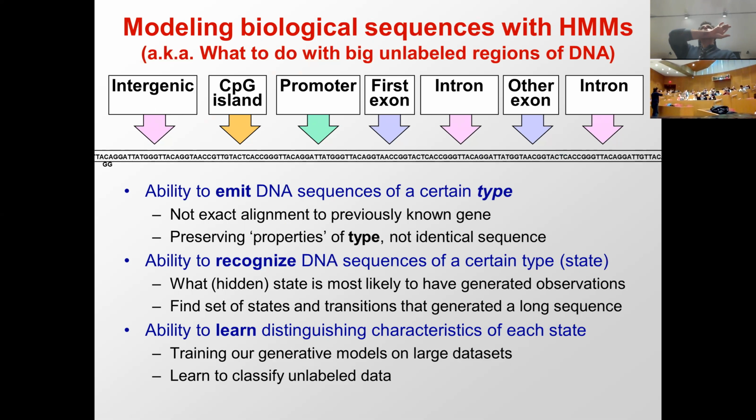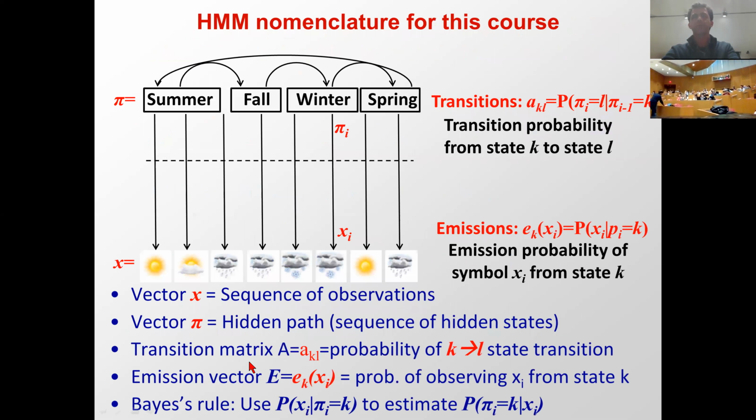One way is to basically look at the combined probability of observing the entire hidden path given the set of observations X. And that can be done multiple ways. One way is to look at the pi star, which is this Viterbi algorithm. And then the other way is to look at pi hat, which is the forward algorithm, the posterior decoding algorithm. So basically the question here is what hidden states most likely have generated the observations. Basically find the set of states and transitions that generated a long sequence. And then today we're going to talk about the ability to learn the characteristics of each of those sequences.